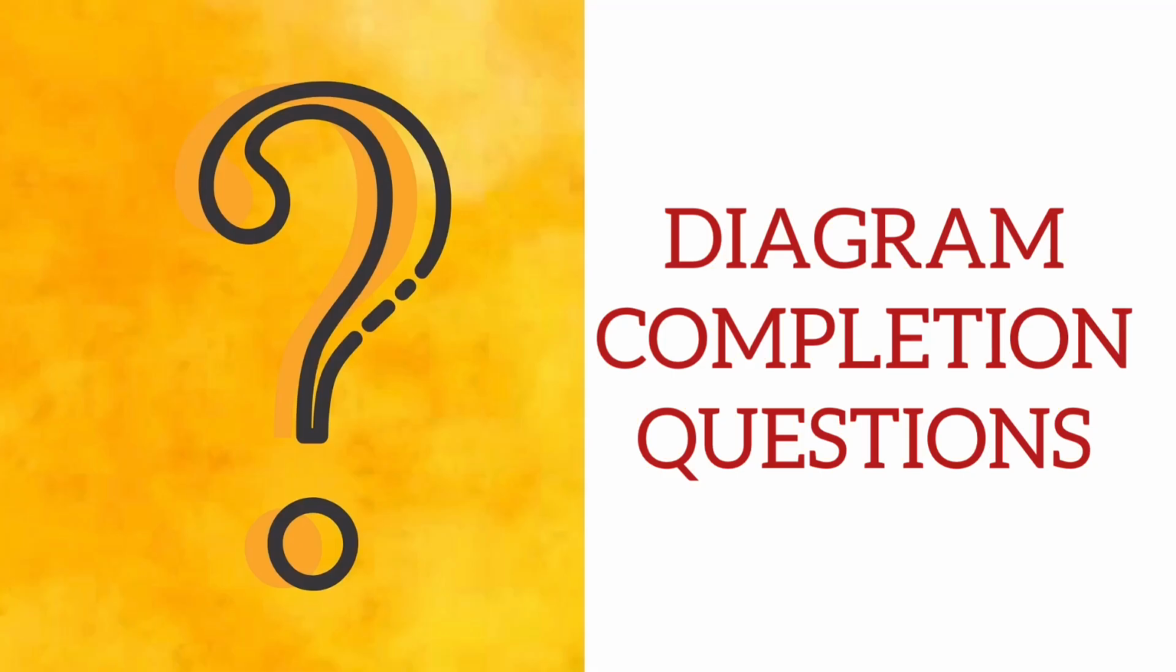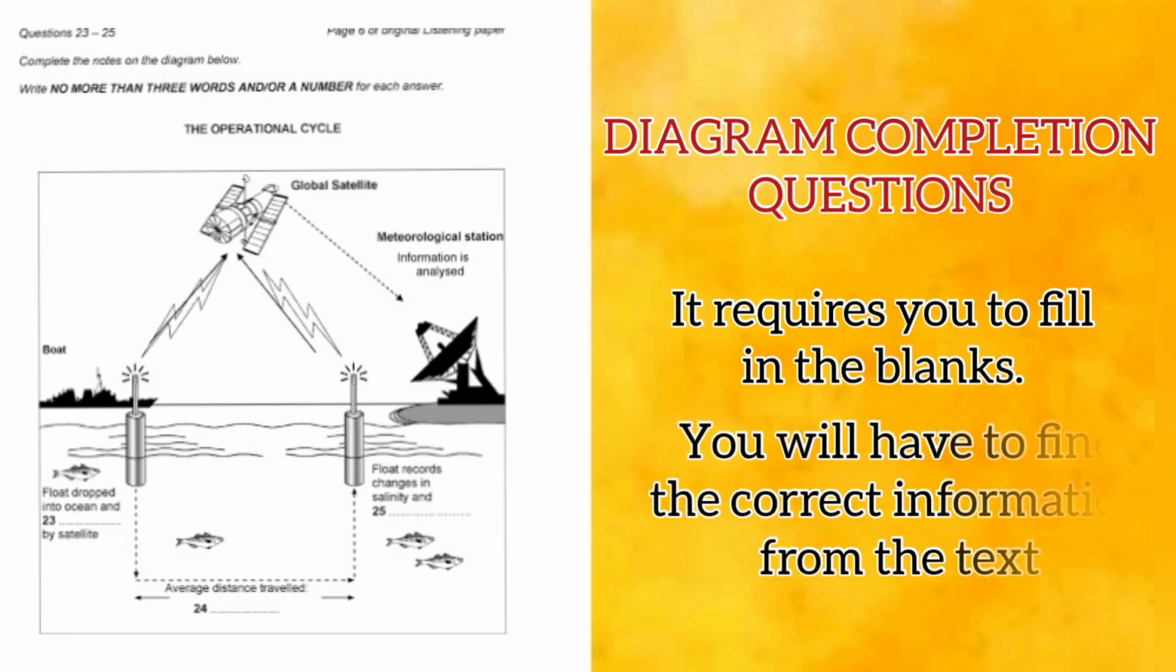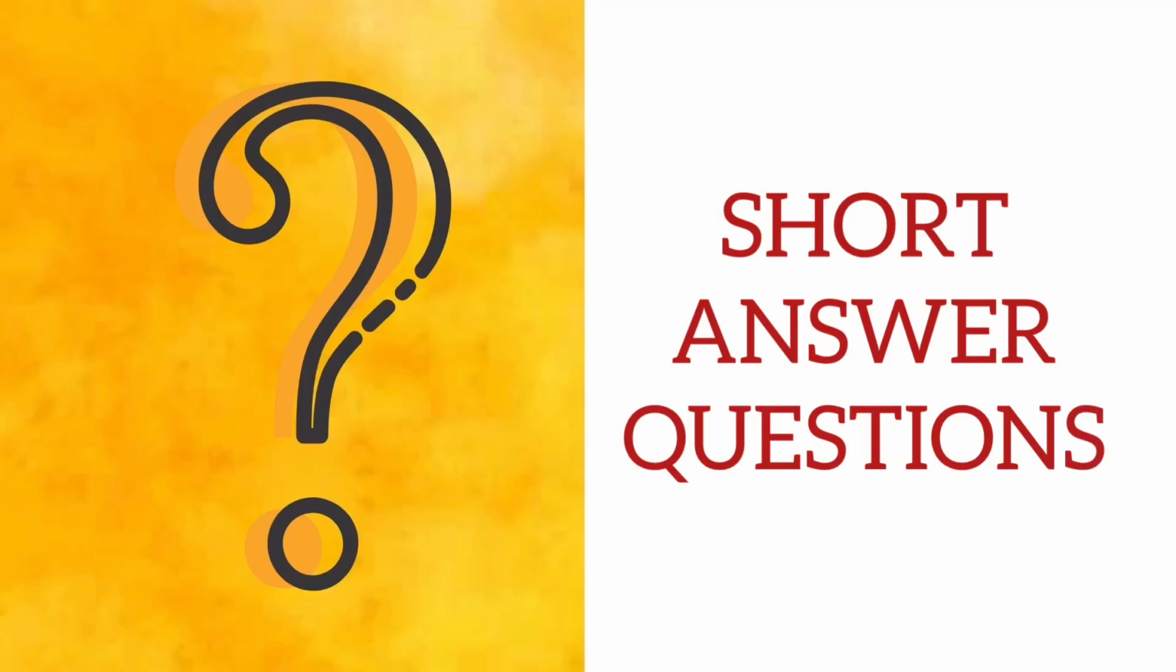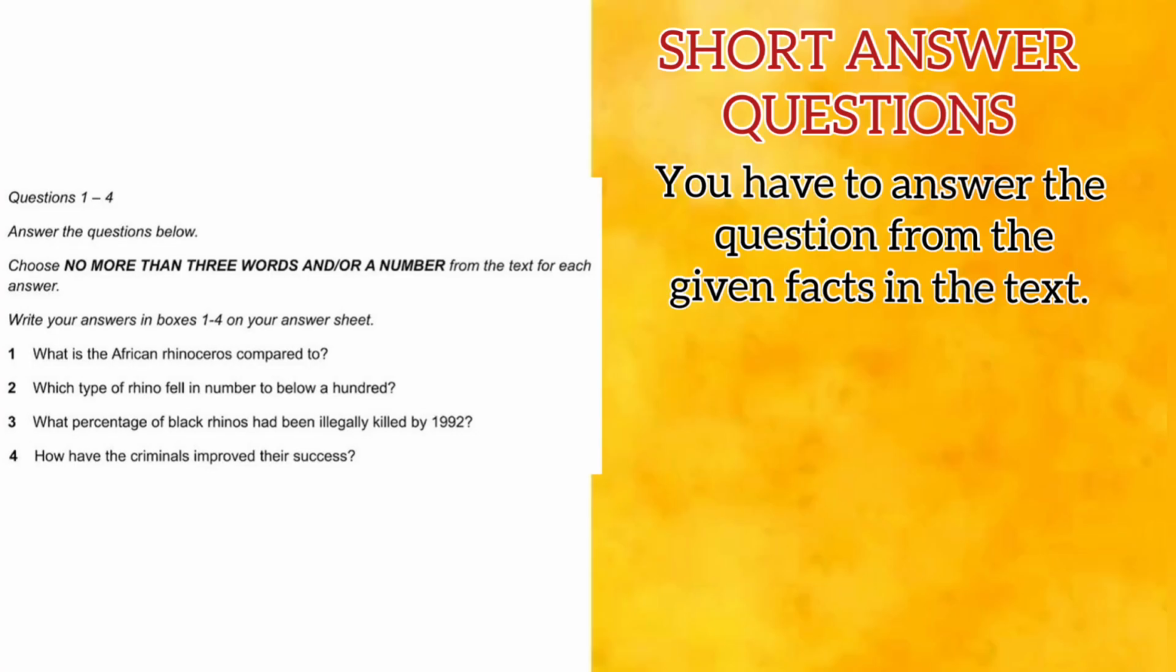10th is diagram label completion questions. These questions require you to fill in the blanks in the given diagram. Once again, you will find the correct information in the text and you will have to fill in the blanks. So our last, that is 11th type of questions is short answer questions. You will be given the questions and you need to identify the answers from the passage.